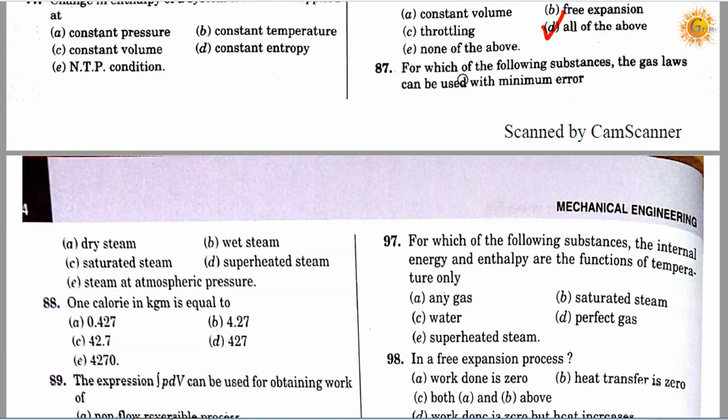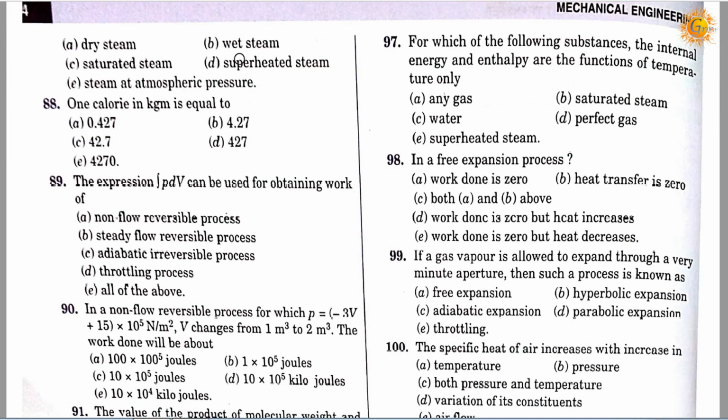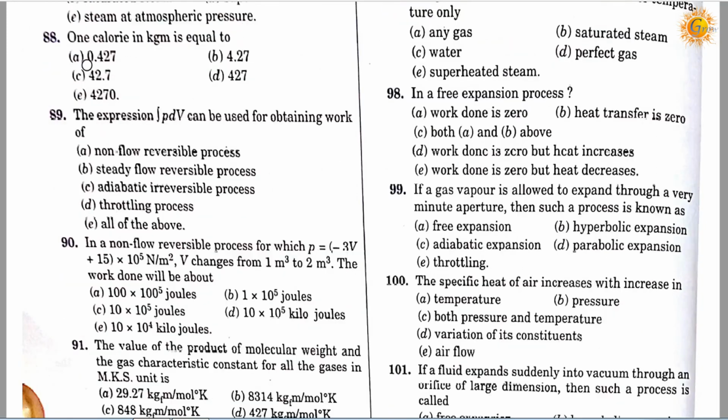Question number 87. For which of the following substances can the gas laws be used with minimum error? Option A dry steam, option B wet steam, option C saturated steam, option D superheated steam, option E steam at atmospheric pressure. So the correct answer is D, it will be superheated steam. Question number 88.